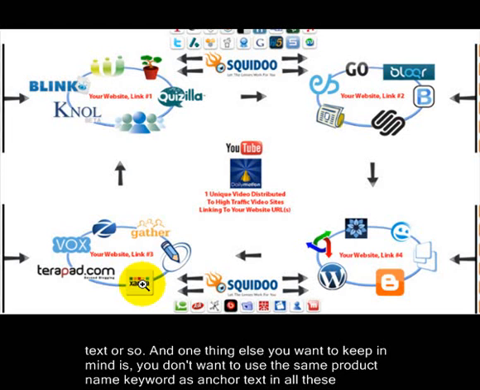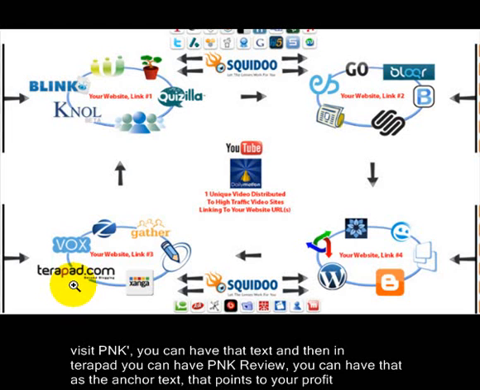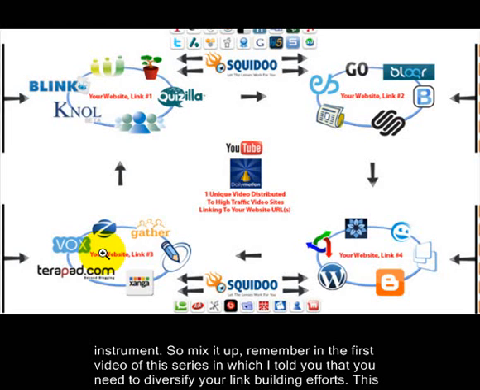And one thing else you want to keep in mind is you don't want to use the same product name keyword as anchor text in all these properties. Let's say on Gather you have PNK as the anchor text that points to your profit instrument. Then in Zanga you have "click here to visit PNK," and then in Terapad you can have "PNK review" as the anchor text. So mix it up. Remember in the first video of this series, I told you that you need to diversify your link building efforts. So this is what I'm talking about.